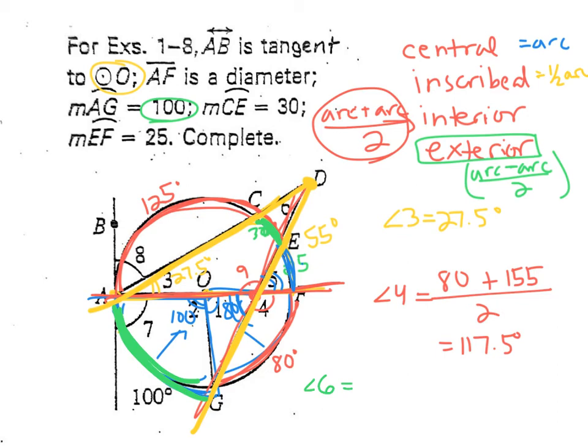So we're always going to do big arc minus little arc. Big arc in this case, it's always the furthest one away, just to avoid getting a negative number, because negative angles don't make a whole lot of sense to our brain. 100 minus 30 degrees divided by 2, that's 70 divided by 2, and that's giving me 35 degrees for angle 6.